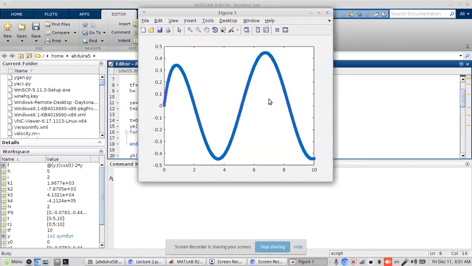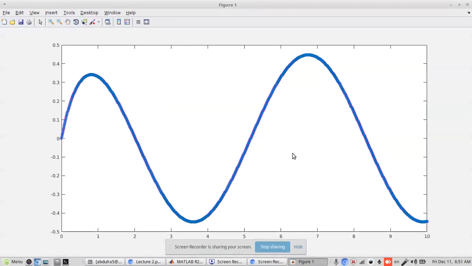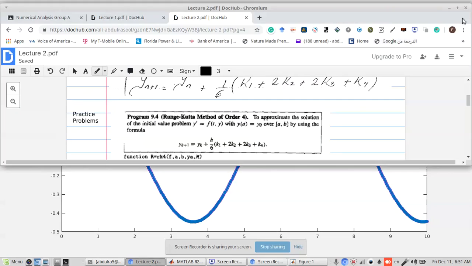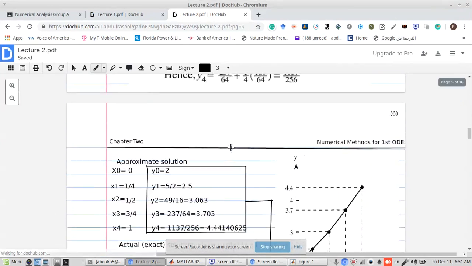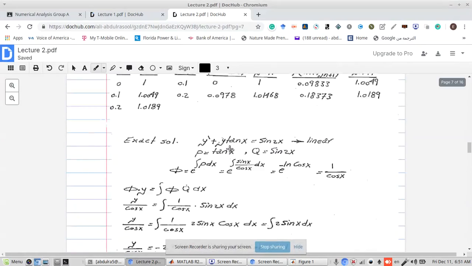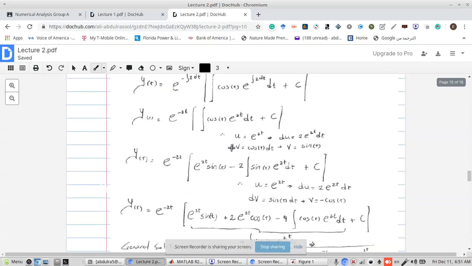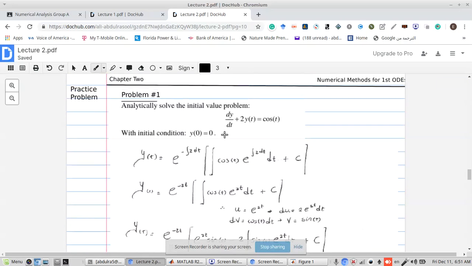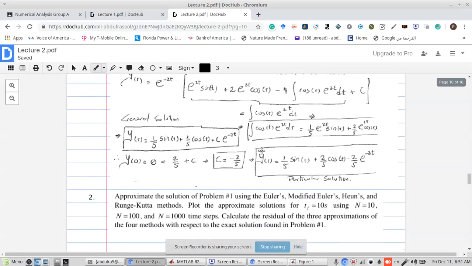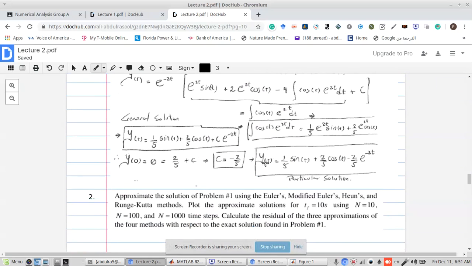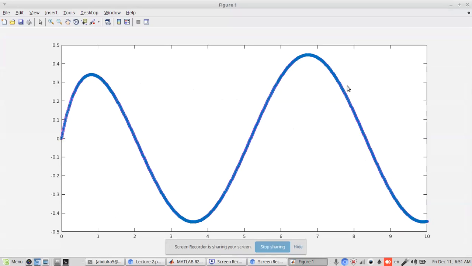so I got the solution for this function y in terms of t, and this should be the general solution for this example, and the analytical solution is done here also. If this is the exact solution, analytically, and these are the numerical solutions plus the exact solution. Thank you for your listening.